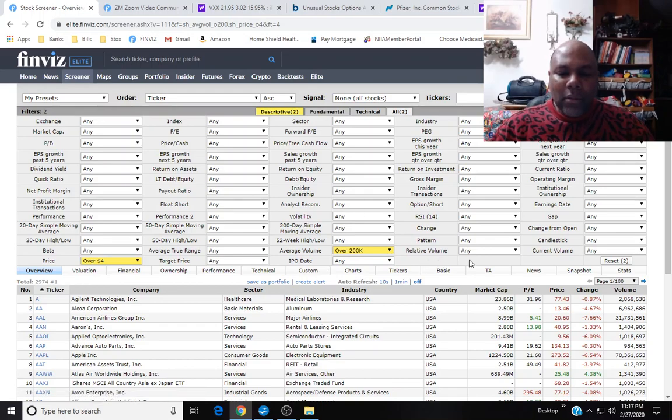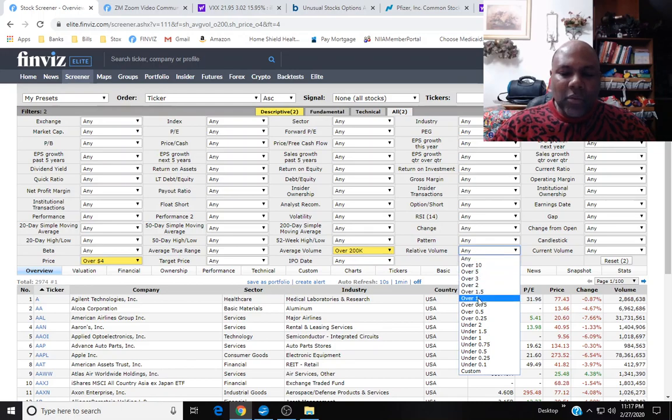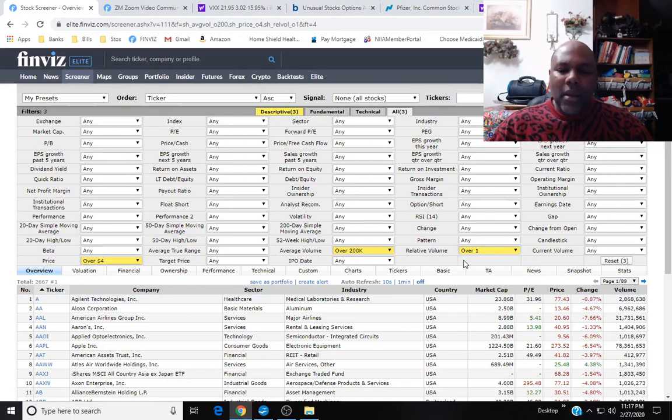Come over here to where it says relative volume. Change that setting to over 1. Now this relative volume over 1, that setting just means that everything that this screener finds is going to have more than the average amount of volume, which we set earlier to 200K. So in other words, everything this screener pulls up, the volume will be beyond 200,000.